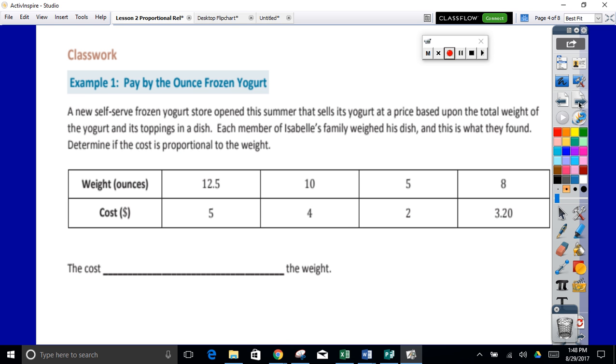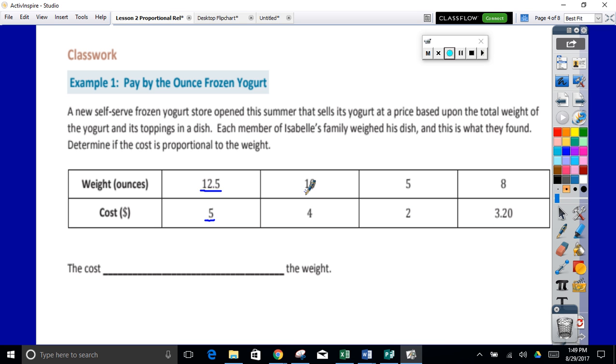Example 1, pay by the ounce frozen yogurt. A new self-serve frozen yogurt store opened this summer that sells its yogurt at a price based upon the total weight of the yogurt and its toppings in a dish. Each member of Isabel's family weighed his dish, and this is what they found. Determine if the cost is proportional to the weight. So we have weights on top. We have 12.5 ounces. That cost $5.